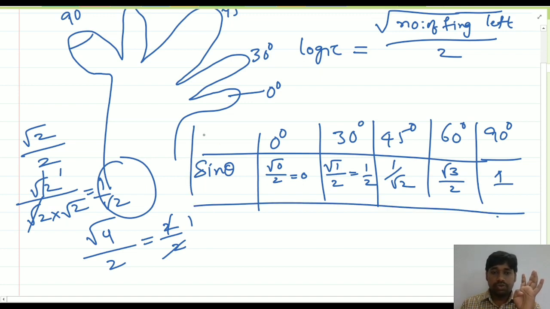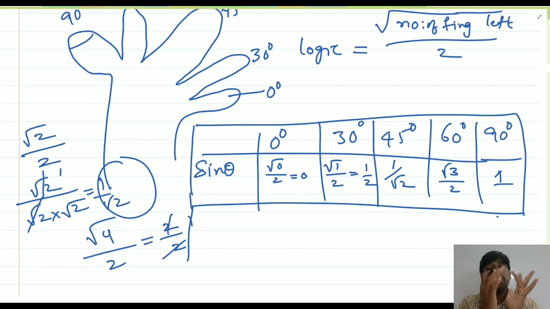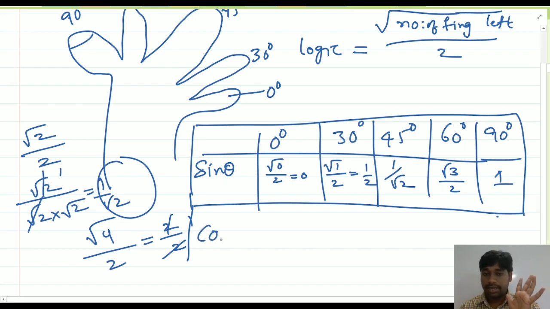So my dear students, if you have not understood, please recall the video again and you can listen to it. Okay, done. So this is how we will do it. Sin 0 is 0, sin 45 is 1 by root 2, sin 60 is root 3 by 2, sin 30 is 1 by 2, sin 90 is 1. So on your fingers 5 values are there, please recollect.